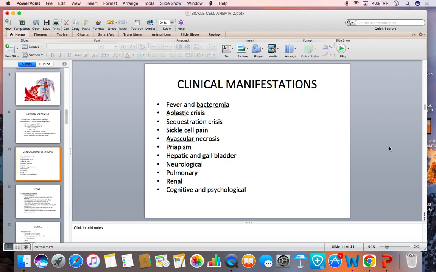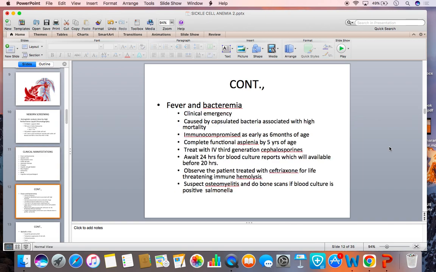Hepatic and gallbladder disorder occurs in the chronic hemolytic process. In the same way, neurological, pulmonary, renal, and cognitive and psychological functions may be disturbed. Fever and bacteremia. It is a clinical emergency when the child presents with the fever secondary to bacteremia, caused by encapsulated bacteria, associated with high mortality. Immunocompromised as a result of functional asplenia, as early as 6 months of age.